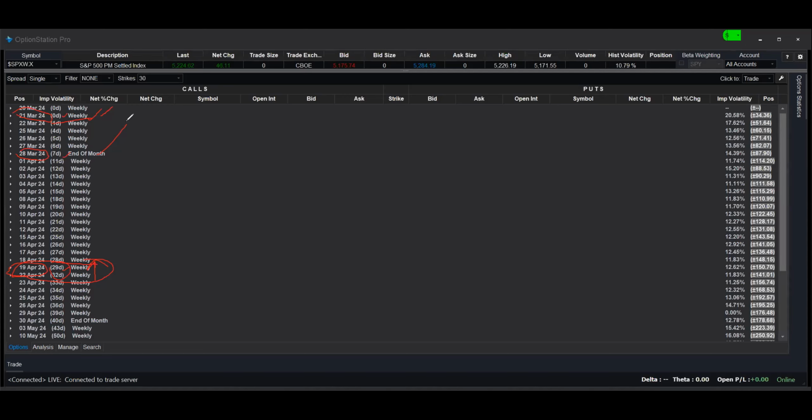Okay. So when I'm taking a trade on the S&P 500 futures, what I'm looking for is an increase in the premium of the options 30 days out first. This serves as my trade trigger.